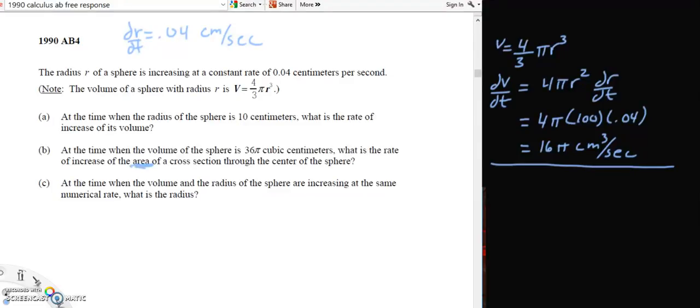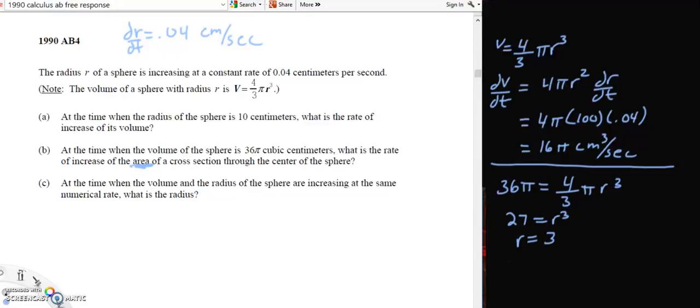Okay, so 36 pi is the volume, equals 4/3 pi r cubed. Divide by 4, you're going to get 9. Multiply by 3, you're going to get 27. Divide by pi, you're just going to get 27, equals r to the third. So r has to equal 3.